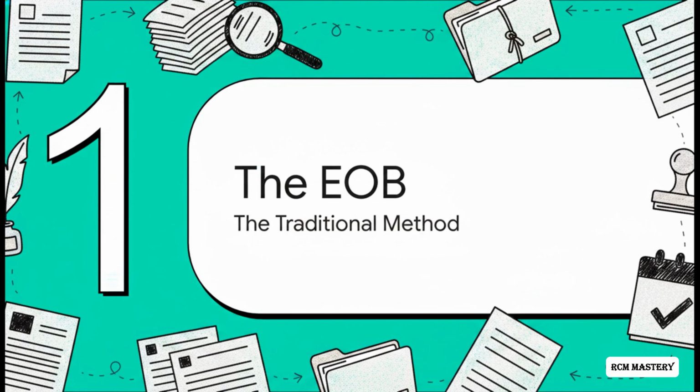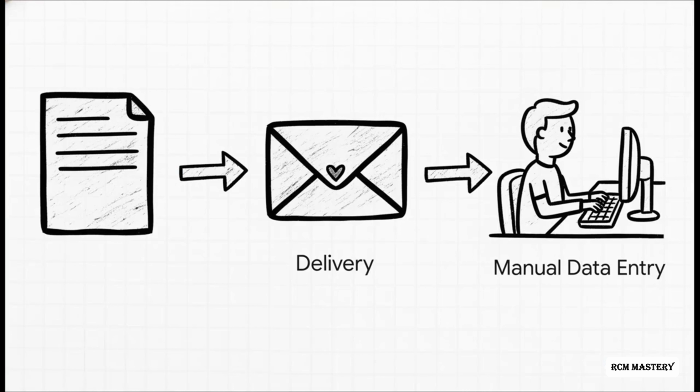All right, so let's start with the original, the classic, the EOB. That stands for Explanation of Benefits. You should really think of this as the old school, traditional, paper-based way of getting things done. So the process for an EOB is pretty straightforward. It's a physical piece of paper that gets sent through the mail to both the healthcare provider and the patient. And that simple fact leads directly to its biggest challenge. Every single piece of data on that paper has to be manually typed into the billing software by a person.